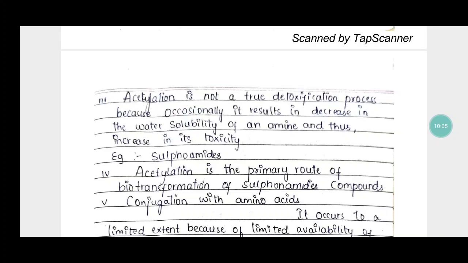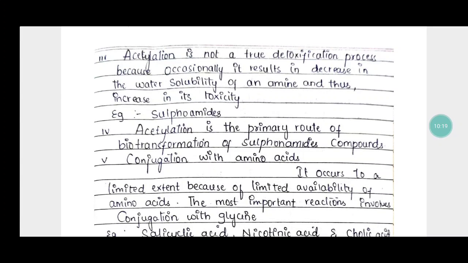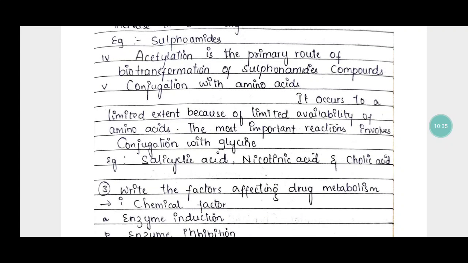Example, sulfonamides. Acetylation is a primary route of biotransformation of sulfonamide compounds. Conjugation with amino acids, as it is also known, occurs only to a limited extent because the availability of the amino acid is important. The most important reaction involves conjugation with glycine. Examples are salicylic acid, nicotinic acid and cholic acid.